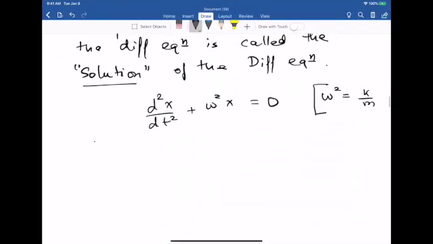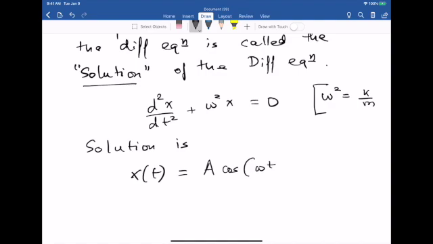Okay, so the solution of this particular differential equation, x as a function of time that works, is equal to some constant a multiplied by cosine or sine of omega times t plus phi. As you can see, this is clearly a function of t, there is t in it, and there are three constants in this expression. One of them is a, one of them is omega, and the other one is phi. So these are the three constants in this solution.